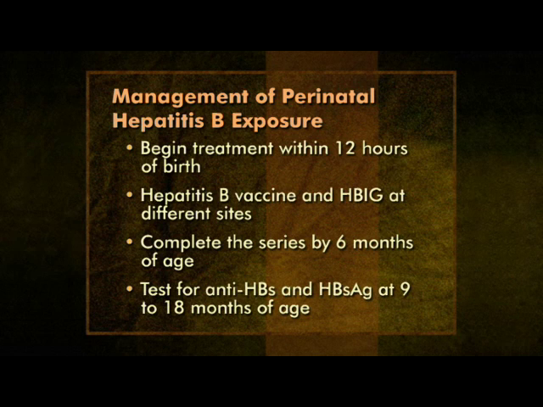For infants weighing at least 2,000 grams at birth, give or ensure that someone gives the second dose at 1 to 2 months of age and complete the series by 6 months of age. An infant who weighs less than 2,000 grams at birth and whose mother is hepatitis B surface antigen positive should get a total of 4 doses of vaccine to complete the series. Test the child for anti-HBs and hepatitis B surface antigen after completion of at least 3 doses of hepatitis B vaccine at 9 to 18 months of age, that is, about 3 months after the final dose of the vaccination series.